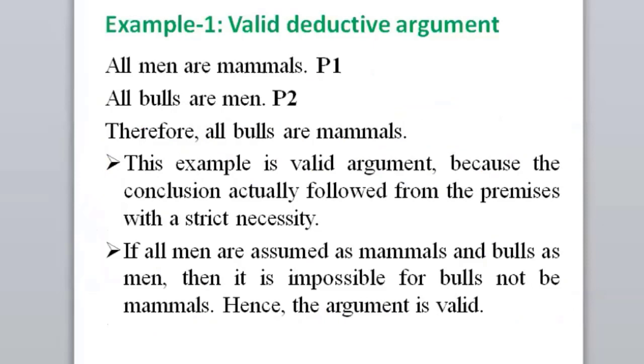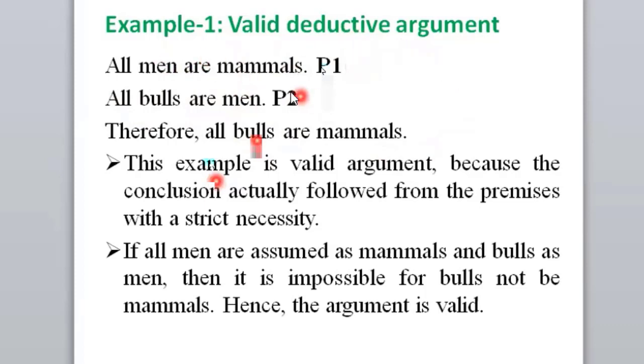Let us look at examples of valid and invalid deductive arguments. Let's look at the first example, a valid deductive argument. As you can see from the screen, the first example says that all men are mammals. This is premise 1. And all bulls are men. This is the second premise. From these two premises, we have the conclusion: all bulls are mammals.